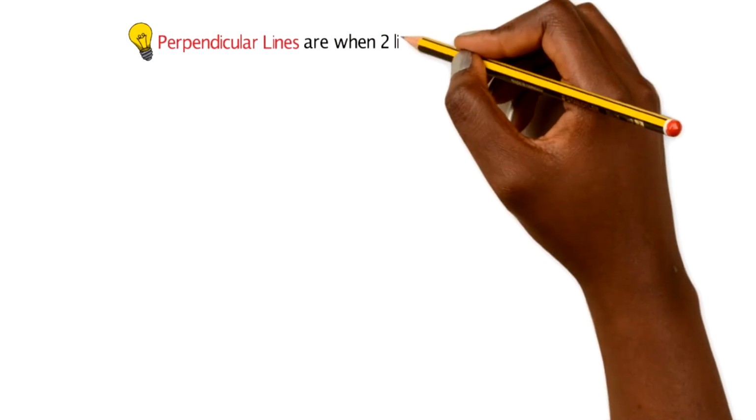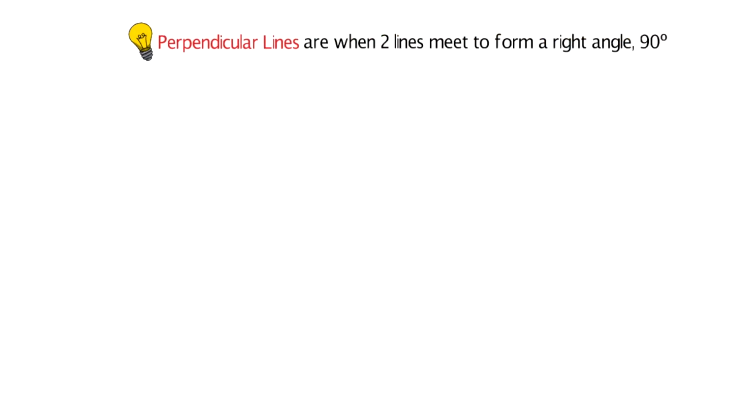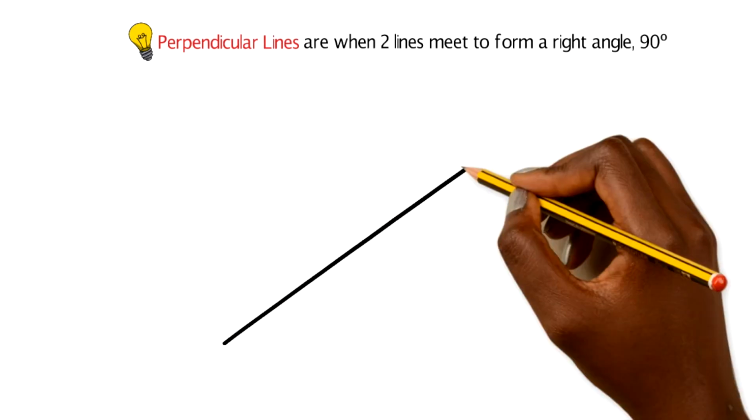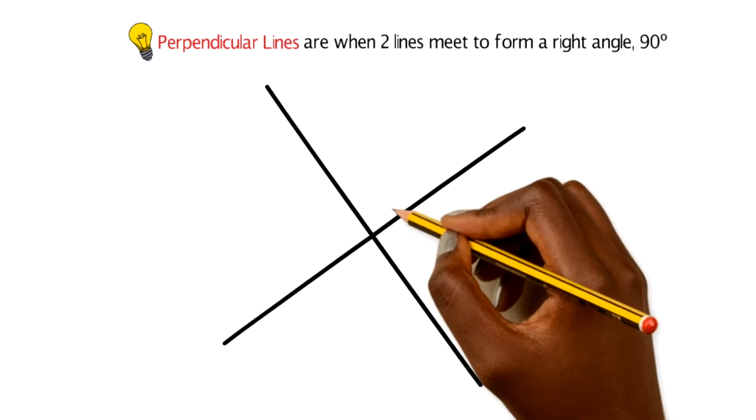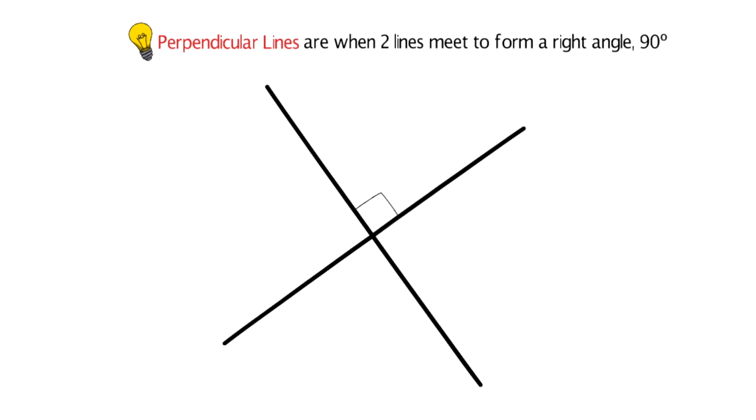Perpendicular lines are basically the opposite to parallel lines, because with perpendicular lines, two lines meet to form a right angle, whereas parallel lines run next to each other like train tracks. Here is an example of two lines meeting and forming a right angle.